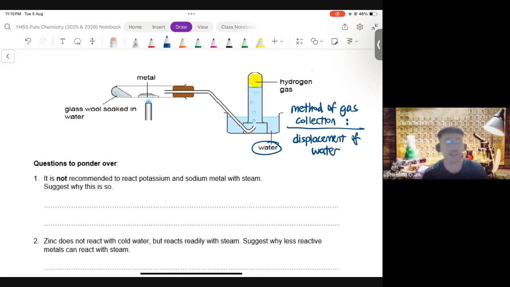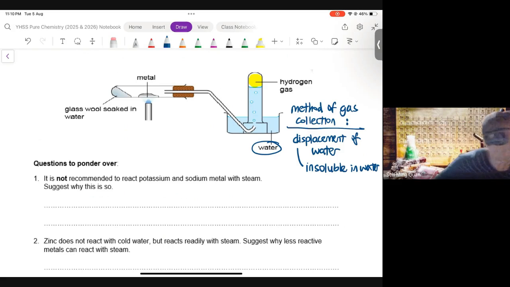Now, displacement of water is very commonly used to collect gases like hydrogen. Why? Why is hydrogen usually collected by displacement of water? This is because the gas hydrogen is insoluble in water. It needs to be insoluble in water. If it dissolved in water, the hydrogen gas would be dissolved and it would never be able to be collected. All right, so that is the idea behind this particular method of gas collection, which is a good link to draw between this and chapter 1. If you have forgotten this and the other methods of gas collection, please revise chapter 1.